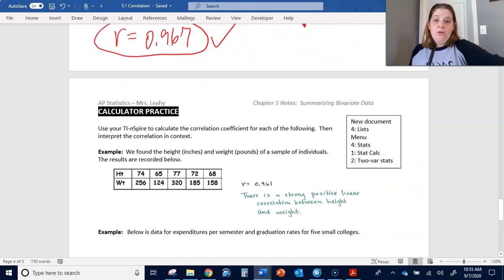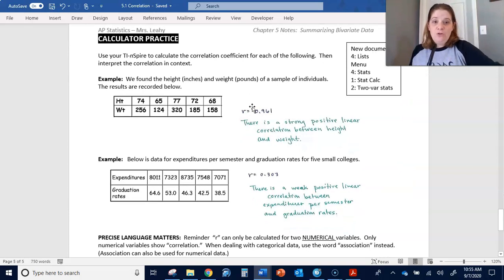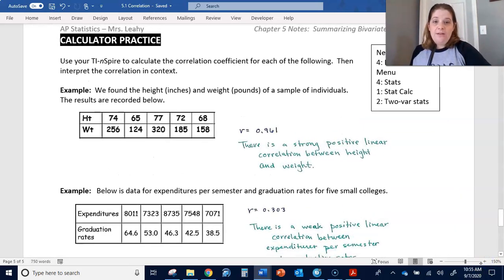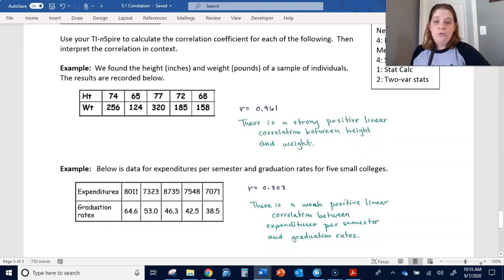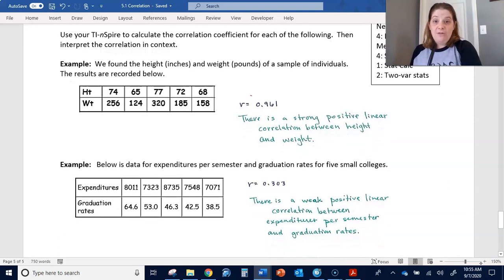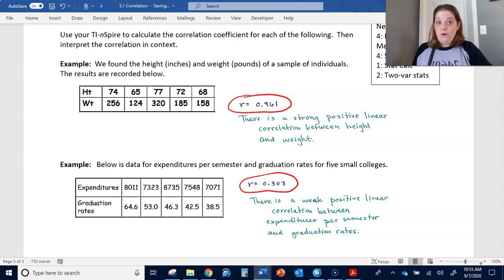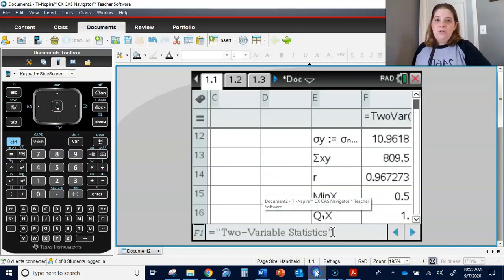All right, so you need some calculator practice. I have 2 problems here, and I already have the answers so that you can check them. What I would like for you to do is try to come up with this R value from your calculator, and then write the interpretation, and then check your answers with what I have here on the screen. So this would be a time for you to pause and open up your calculator. I'm just going to run through this first one with you.